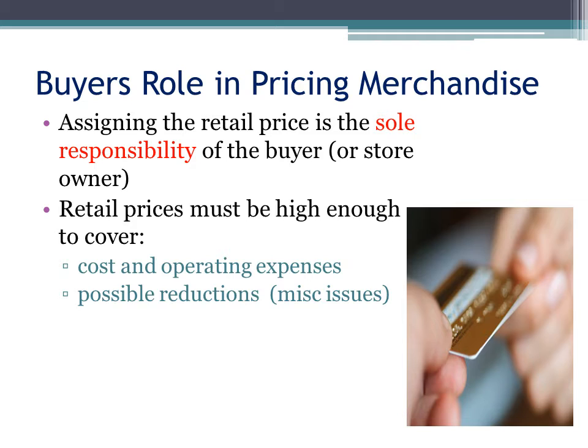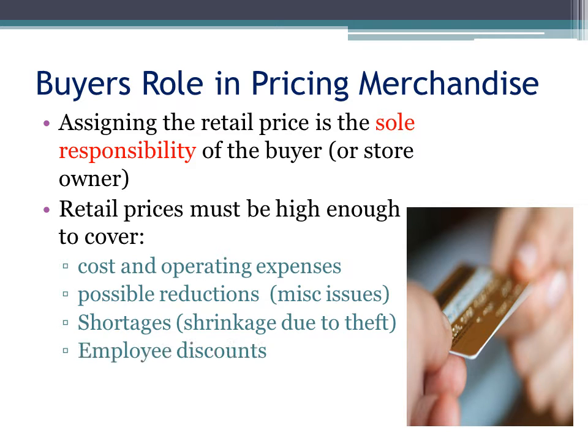Your retail price must also cover any possible reductions, such as shortages or shrinkage. Shortage and shrinkage are interchangeable words. These are your thefts in the stores. These are your damages in the store. Remember, those must be accounted for. Even though you're not able to sell the merchandise because it got damaged, you still pay for the merchandise at wholesale. So you want to make sure your retail prices can cover anything like that.